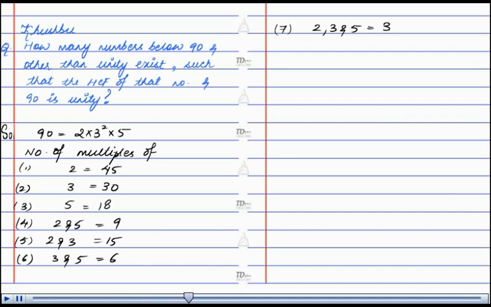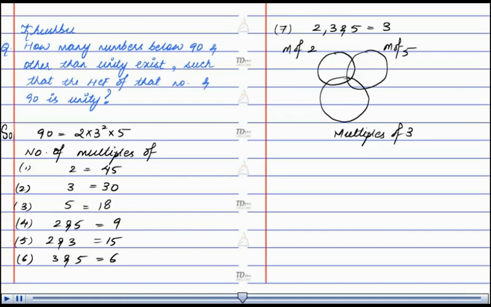We can draw a Venn diagram for the given condition as if the first circle represents the number of multiples of 2, the second one represents the number of multiples of 5 and this third circle represents the number of multiples of 3, then we get the diagram as shown here.